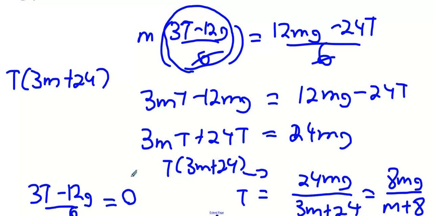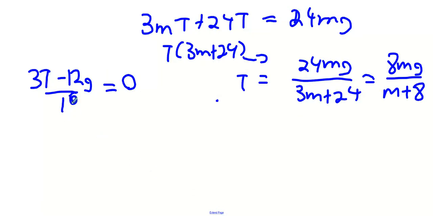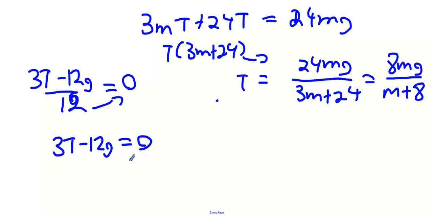Give me a sec. That was A plus B, but it's A plus B over 2. So instead of having it over 6, it'd actually be over 12, because I have to half that again. But it doesn't make a difference either way, because when I cross multiply, that'll be 0 anyway. So I have 3T minus 12G equals 0. 3T equals 12G, and T equals 4G.